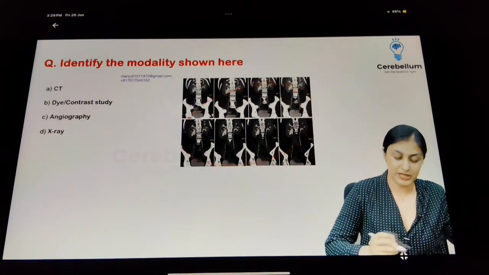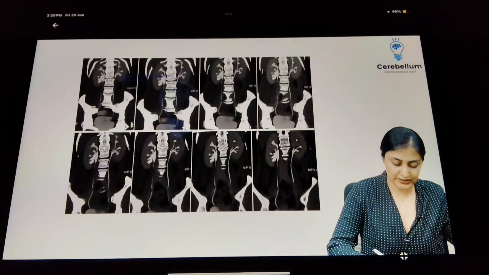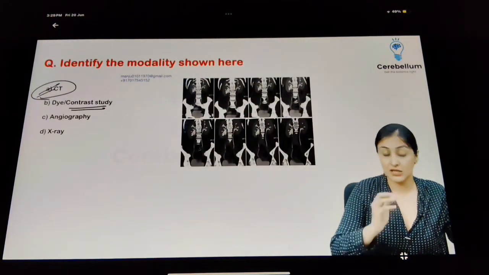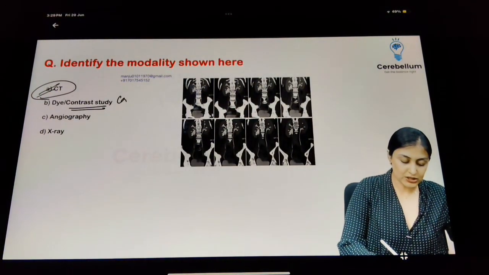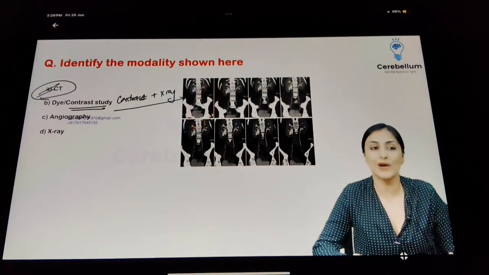What is the modality shown here? You can see the bones are white. This is a CT scan. A lot of students get confused with contrast study. They think that, oh, kidney has contrast, must be contrast study. But now you know better. What have we learned about contrast study? It is when you are going to give contrast and then take an X-ray. So that is what is a contrast study. The moment you see that the bone is white, it's a CT scan.